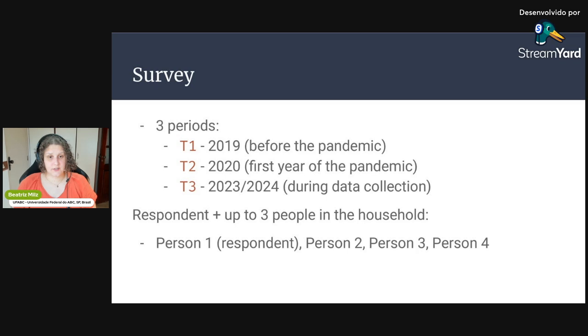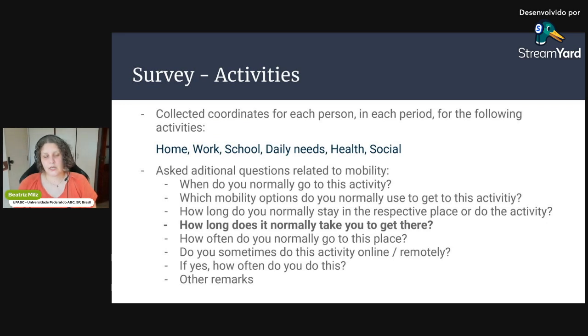And we asked questions related to 3 periods, so before the pandemic, the first year of the pandemic, and during the data collection, which happened in the end of 2023 and start of 2024. And we asked information about the respondents and up to 3 people in their household. We also asked information about activities, and we collected coordinates for each person in each period for the following activities. So home, where do they live, work, school, daily needs, health, and social.